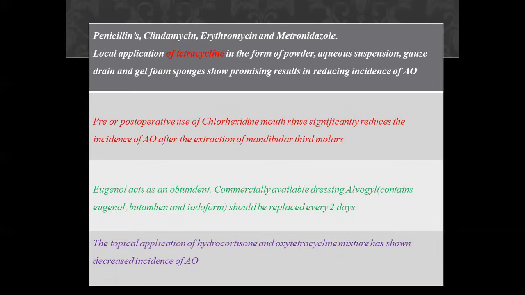Pre or post-operative use of chlorhexidine mouth rinse significantly reduces the incidence of dry socket after the extraction of mandibular third molars. Eugenol acts as an obtundent. A commercially available dressing is alveolar gel, which contains eugenol, butamben, and iodoform. It has to be replaced every 2 days because otherwise it will itself turn into a source of infection. The topical application of hydrocortisone and oxytetracycline mixtures has also shown a decreased incidence of dry socket.